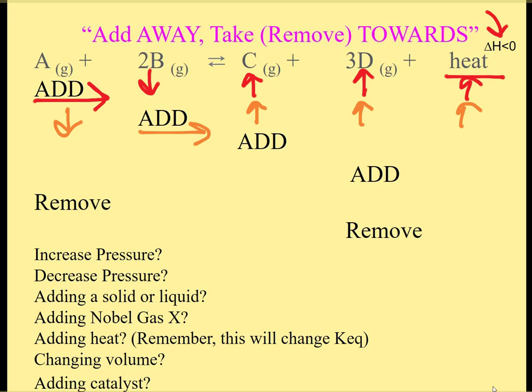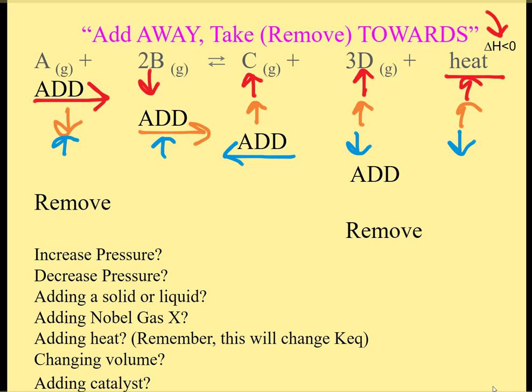Now let's see what happens when we add a product. Adding a lot of C into my reaction vessel will cause more reactions between C and D. So I'm going to have a decrease in D and an increase in my reactants. And this will also decrease the heat. So adding to one side shifts it away. So I'm going to have more reactants.